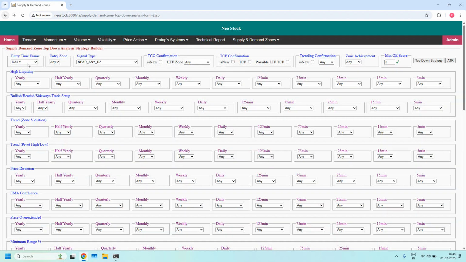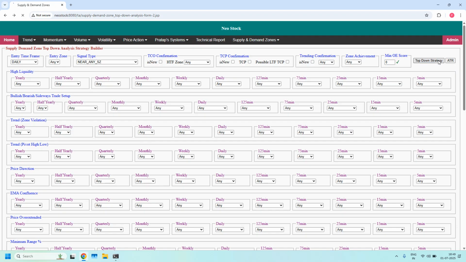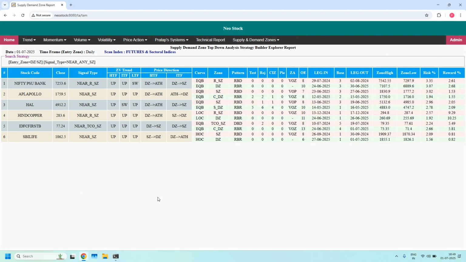Okay, next. Daily time frame, stocks near to the daily supply zone. We got 6 stocks. Let us identify daily high liquidity supply zones. First one, it is a NIFTY PSU bank, is not listed in F&O, so I am not considering this stock. Okay, here you have Hindustan Copper is having a daily high liquidity supply zone. So we have identified one daily high liquidity supply zone for the HLQ zone strategy.